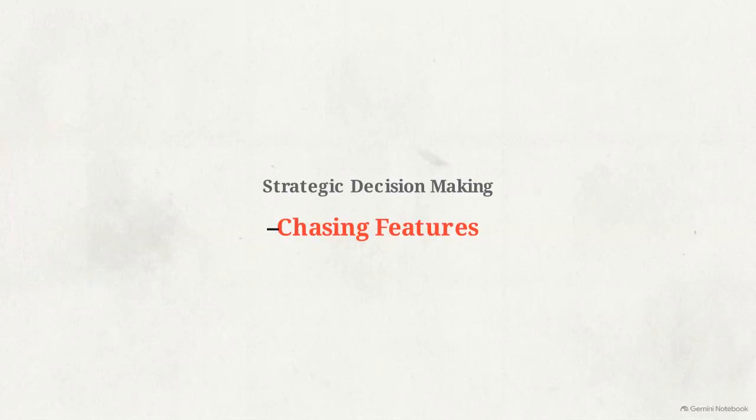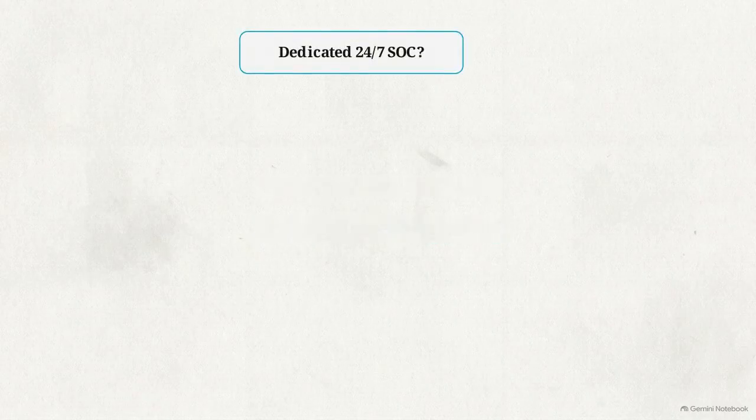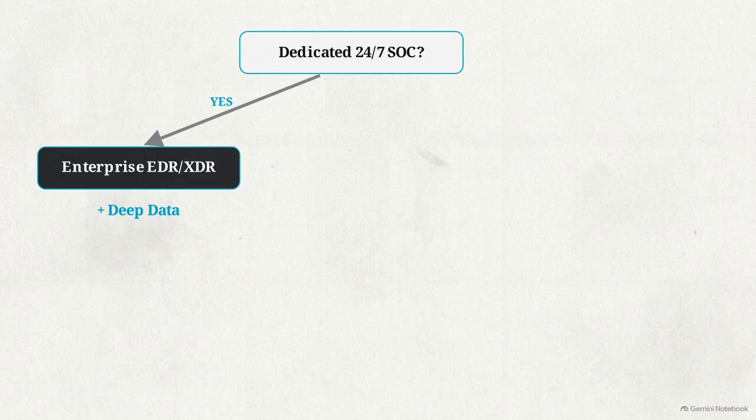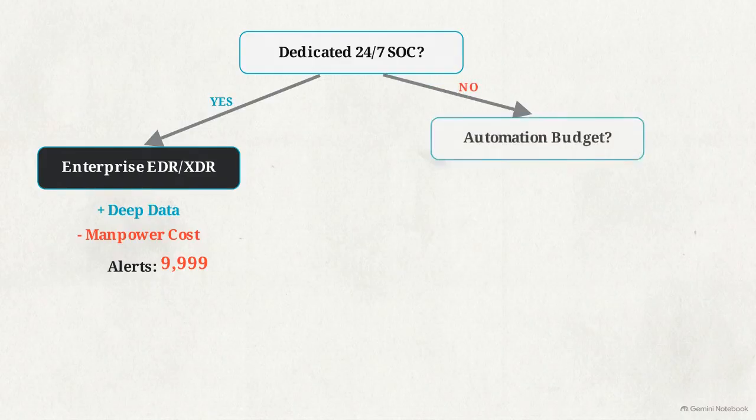Your final decision shouldn't be about chasing features, it should be about your actual resources. Start with this question. Do you have a dedicated 24/7 security operations center? If you have a full SOC, you can leverage Enterprise EDR or XDR. This gives your staff the deep data they need for proactive threat hunting and custom rule building. But remember the cost. You need highly skilled engineers to manage the tuning, or your team will be overwhelmed by the data.